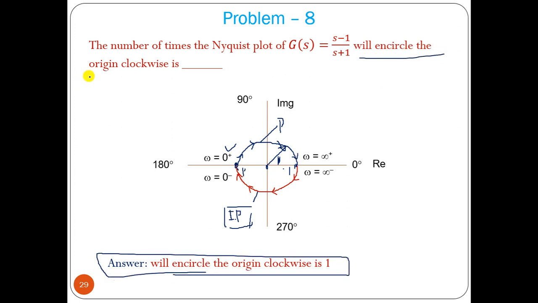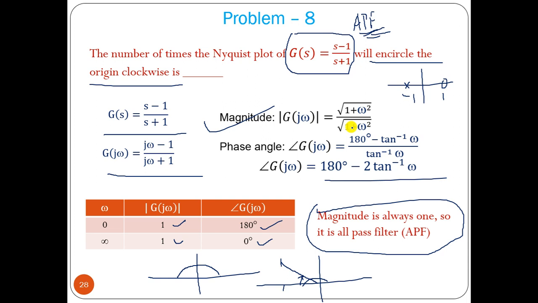The number of times it will encircle the origin clockwise is 1. So this is the answer. This is the example of an all pass filter.